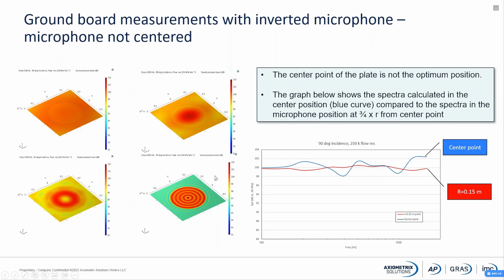So we have been simulating, and the result is that the center point is not that flat. The point that is selected, the off-centered point, is much flatter.